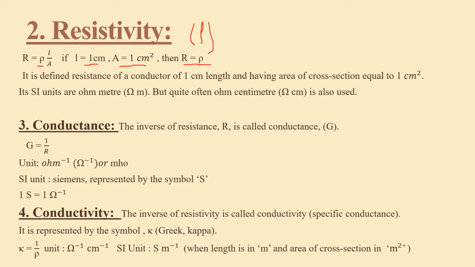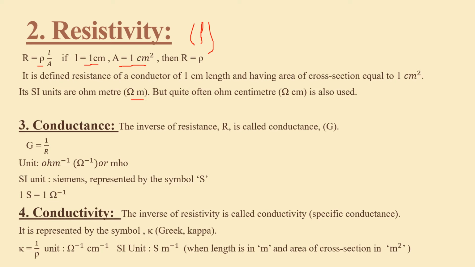Now the resistivity can be defined as the resistance of the conductor of 1 centimeter length having area of cross section equal to 1 centimeter square. Why? Because we are putting the length equal to 1 centimeter and area of cross section equal to 1 centimeter square. Due to this, resistance is equal to resistivity. And the SI unit of resistivity is ohm meter, or sometimes ohm centimeter.